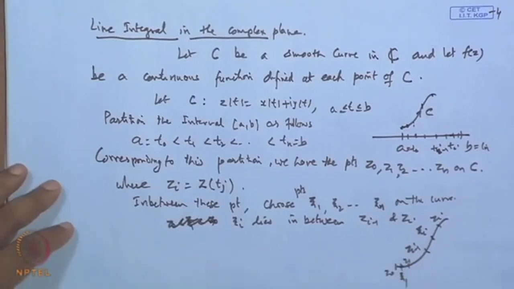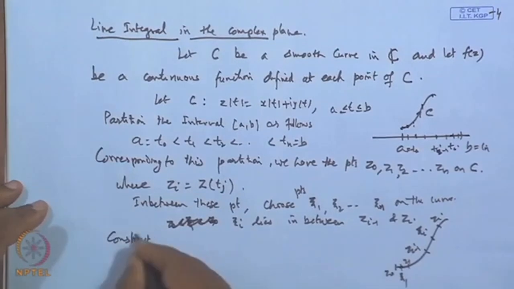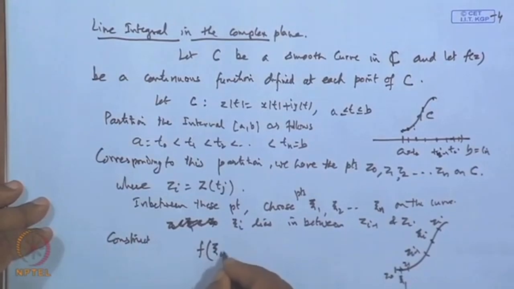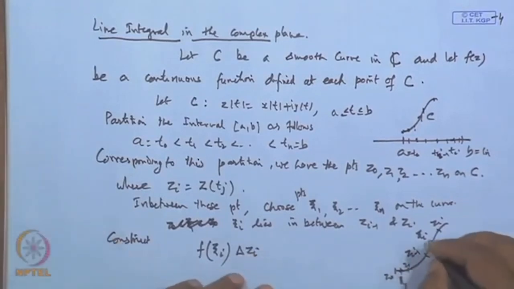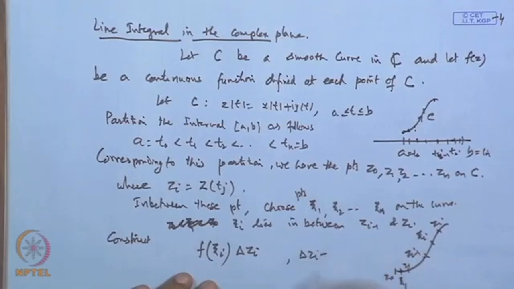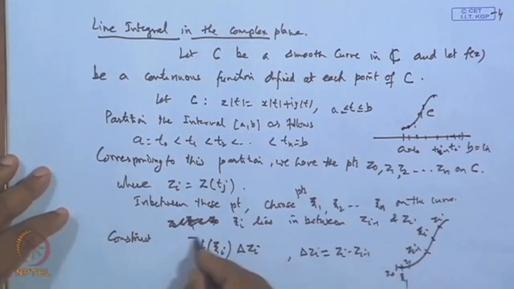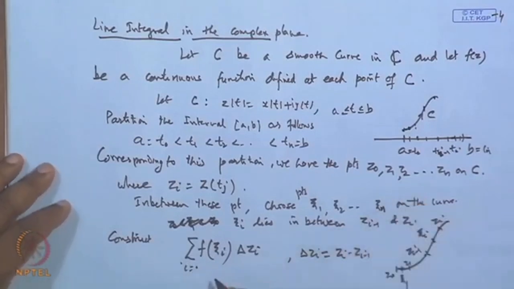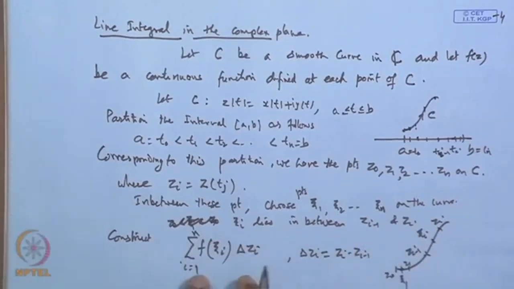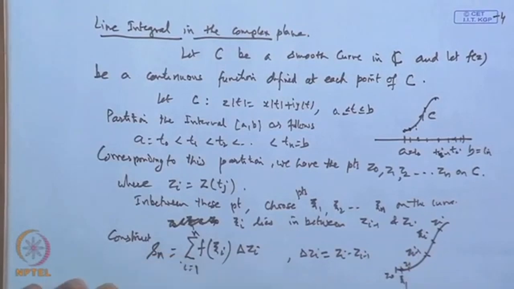Now, construct this sum: the value of the function at the point ζi multiplied by Δzi, where Δzi = zi − z(i−1). Then take the summation as i varies from 1 to n. Let this be denoted by Sn. Once you have this partition, you get this sum. Now, change the partition, take another sum, and so on.